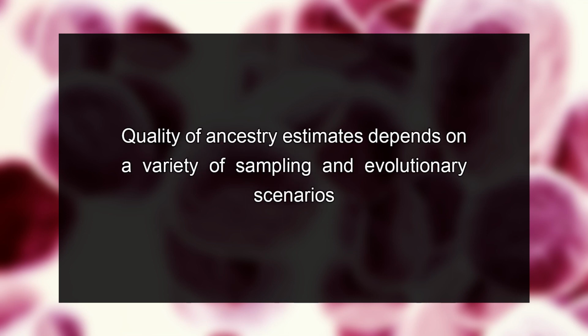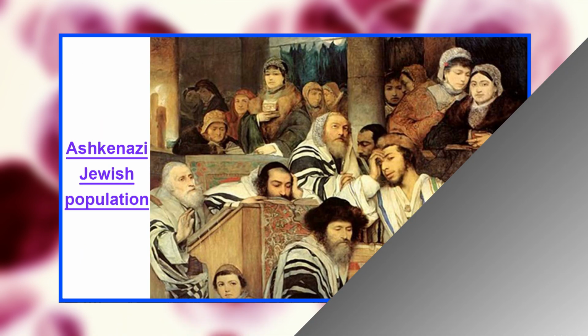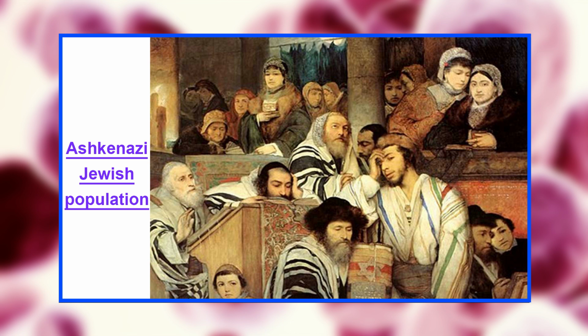The quality of ancestry estimates depends on a variety of sampling and evolutionary scenarios. A recent study of the admixed Ashkenazi Jewish population noted that the lack of differentiation between European and Middle Eastern haplotypes made accurate local ancestry inference challenging, reducing their power to infer the parameters of the admixture process and demonstrating the complexity in defining admixed populations, as these populations are often not considered admixed.